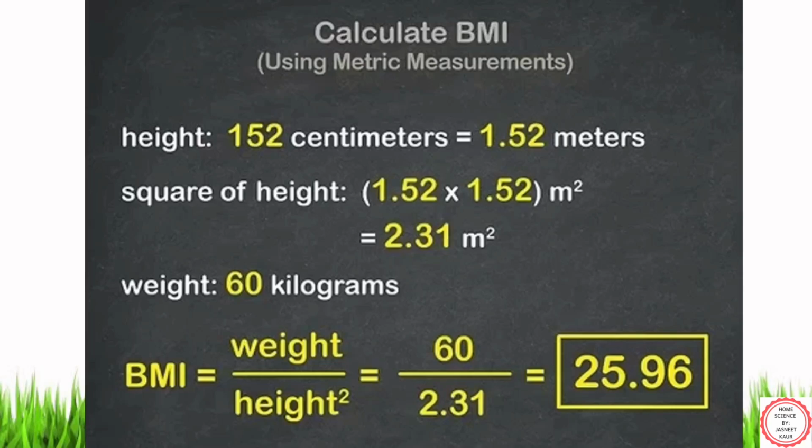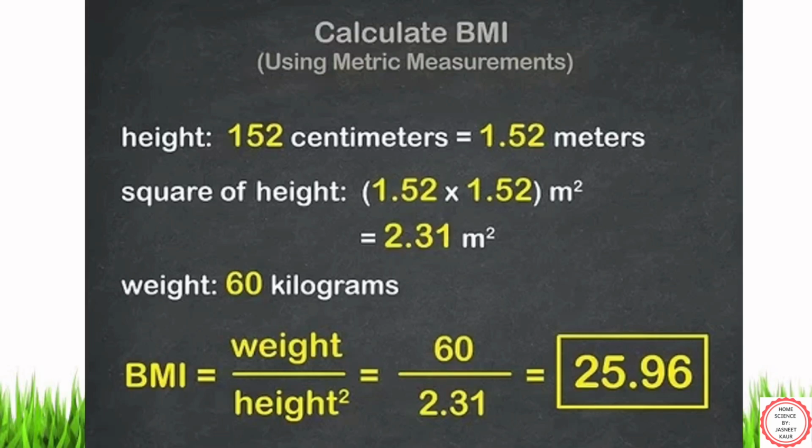Let's say the height of a person is 152 cm. Convert it into meters. It would be 1.52 meter. Square of height means 1.52 into 1.52, which is equal to 2.31 meter square. Now the weight is 60 kg.